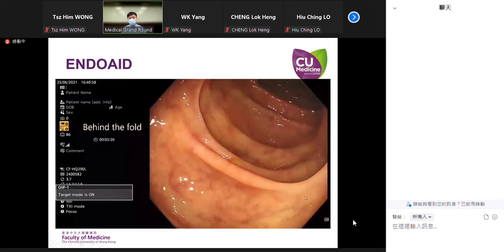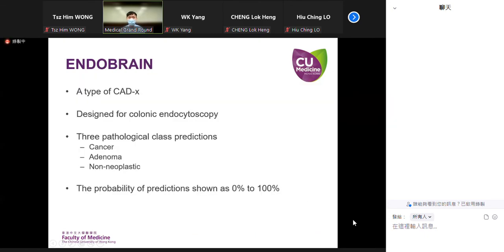So next, we have another system called the EndoBrain. EndoBrain is a kind of CADx, which means that it is used for lesion characterization, and it is designed for colonic endocytoscopy. So to recap, the endocytoscope is a new instrument which can provide up to 520 times magnification, and it enables in vivo visualization of the colonic mucosa up to cellular level.